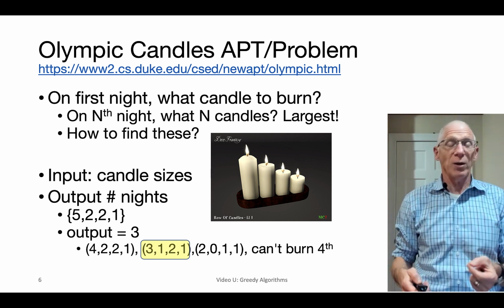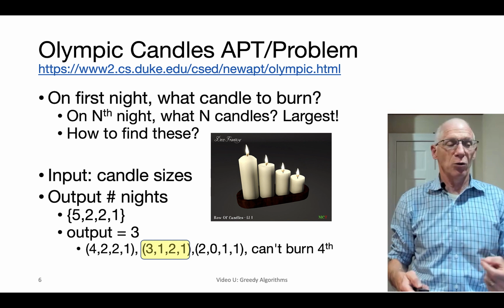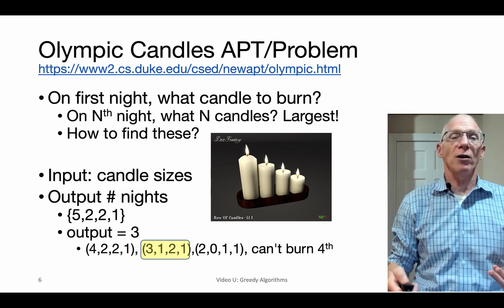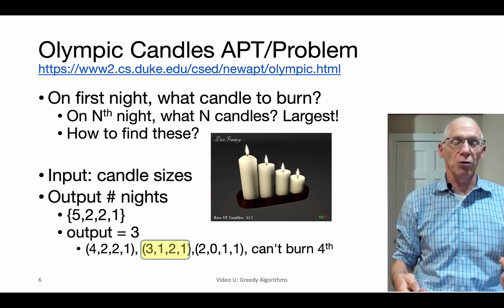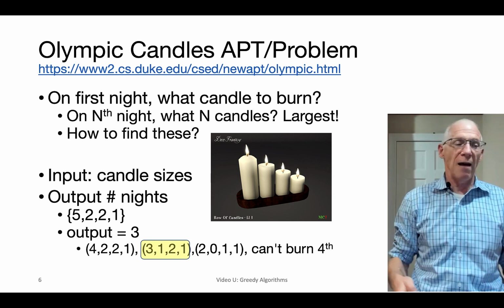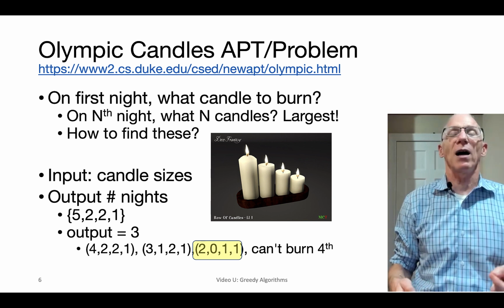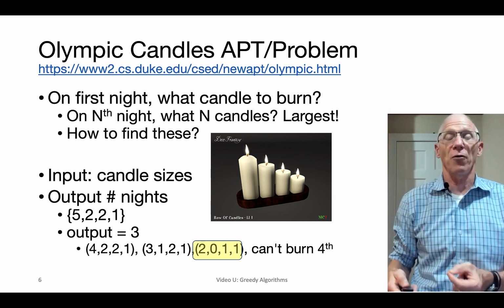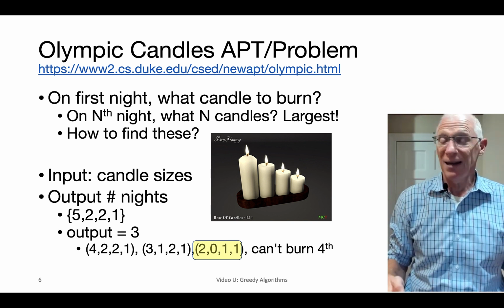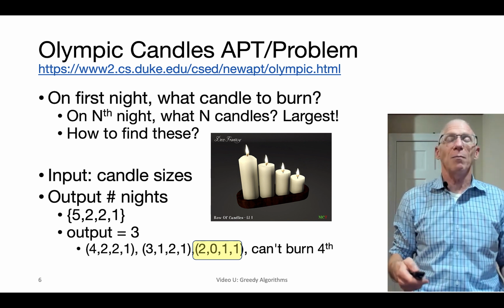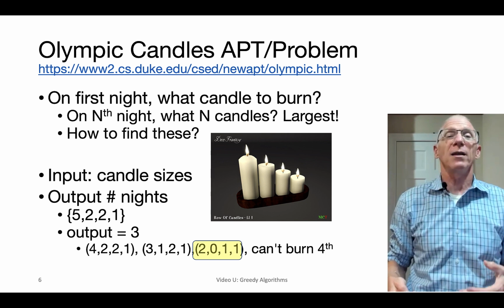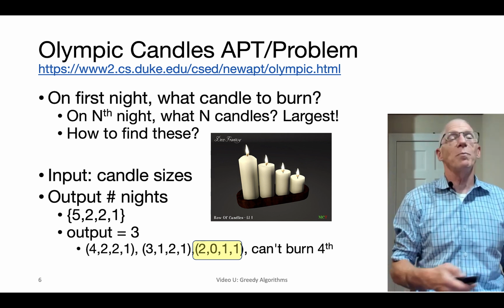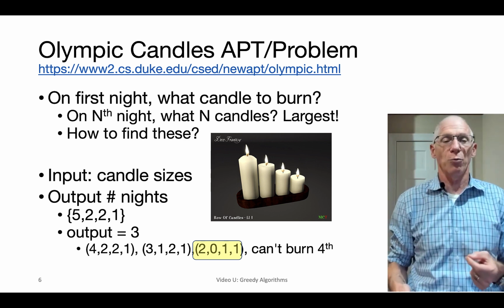On the third night, we have to choose 3 candles. So we would choose the 3, the 2, and the 1, the 3 largest. And that would mean the 3 is now a 2, the 2 is now a 1, and the 1 is now a 0. So these are the candle heights we have left after 3 nights. We can't burn 4 candles on the 4th night because one of the candles is gone. Its height is 0. So we can't burn candles on the 4th night. The return value for the method, given this input, would be 3. We can burn candles for 3 nights.